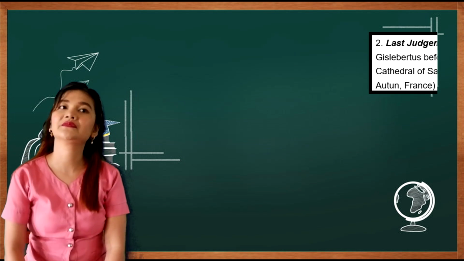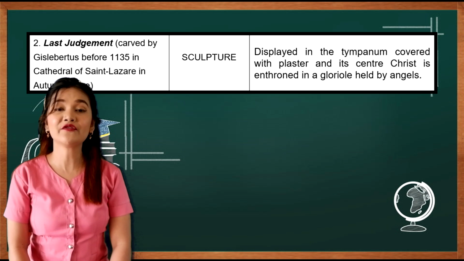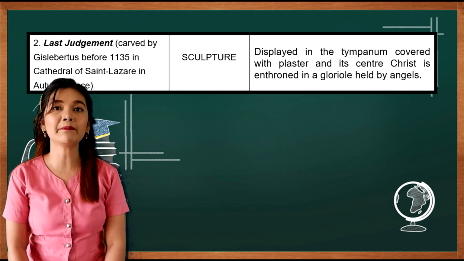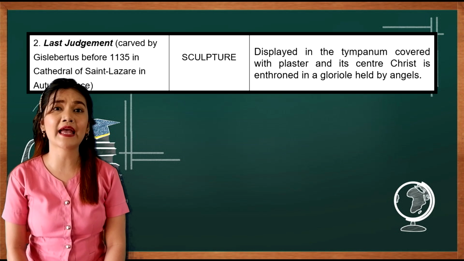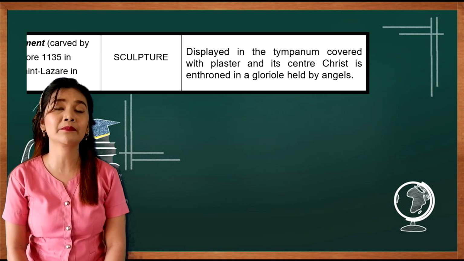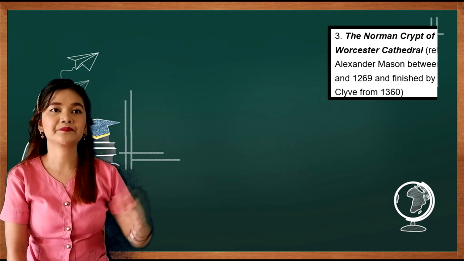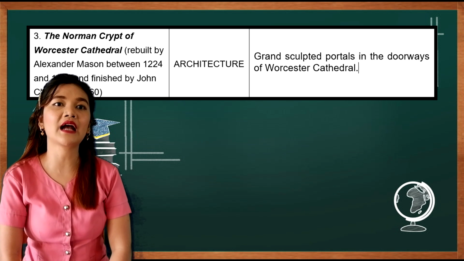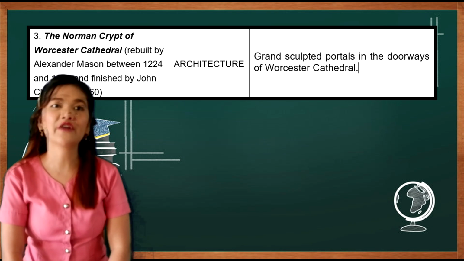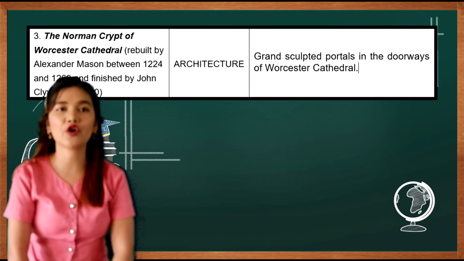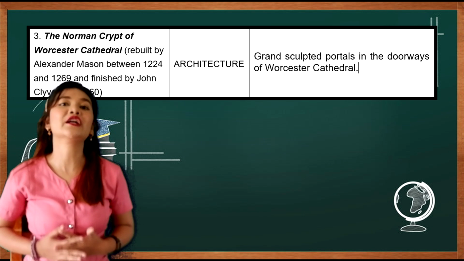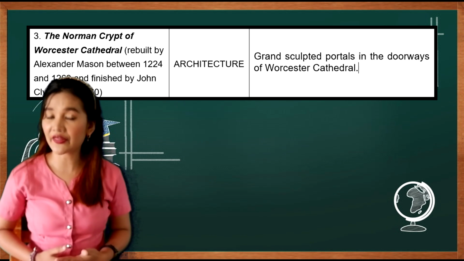Number 2. Last Judgments in France. Art form, sculpture. Displayed in tympanum covered with plaster, and in its center Christ is enthroned in a gloriole held by angels. Number 3. The Norman Crypt of Cistercian Cathedral by John Clive from 1360. Art form, architecture. Grand sculpted portals in the doorways of Worcester Cathedral.